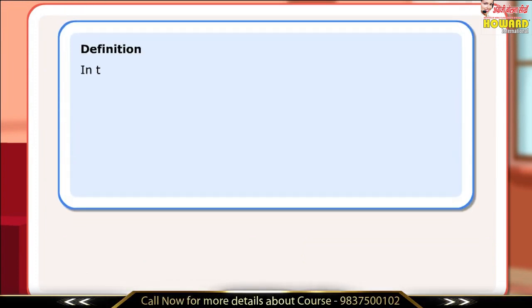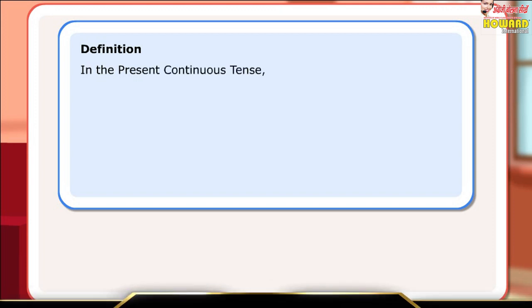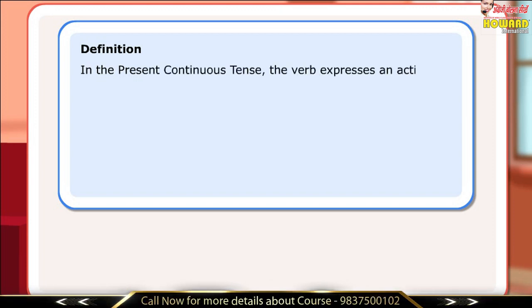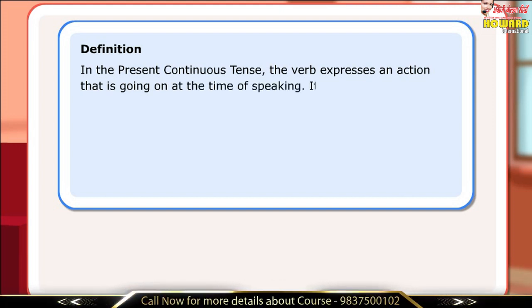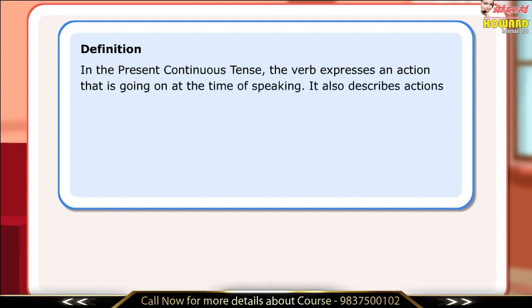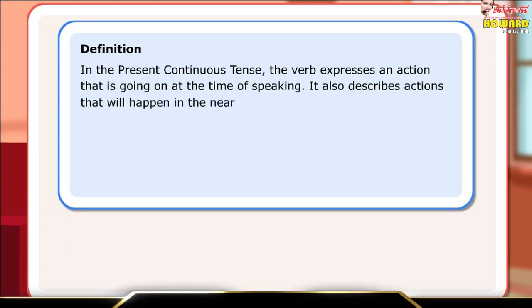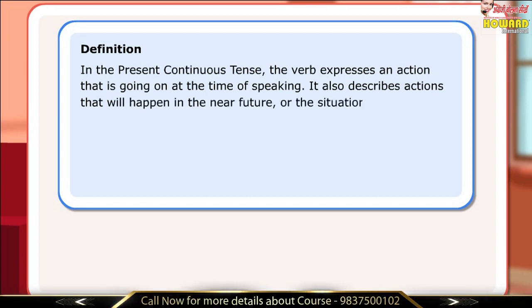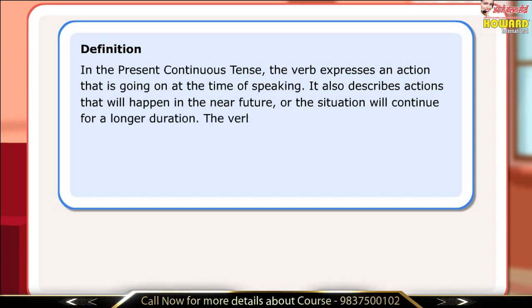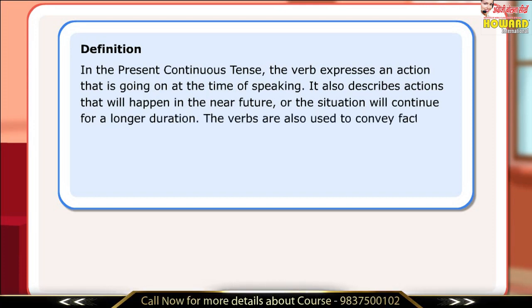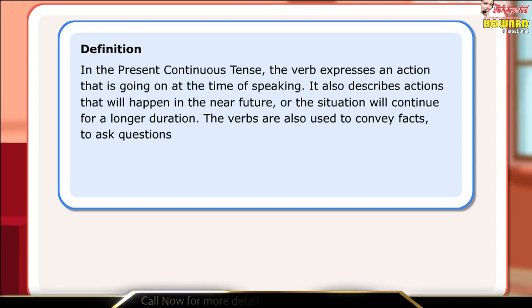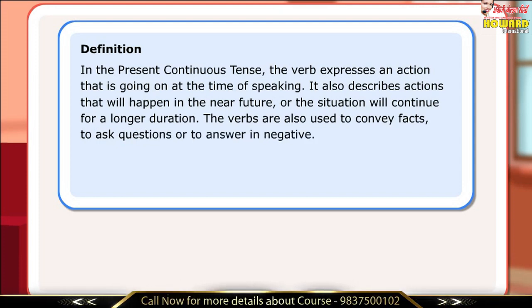Definition. In the present continuous tense, the verb expresses an action that is going on at the time of speaking. It also describes actions that will happen in the near future, or situations that will continue for a longer duration. The verbs are also used to convey facts, to ask questions, or to answer in negative.